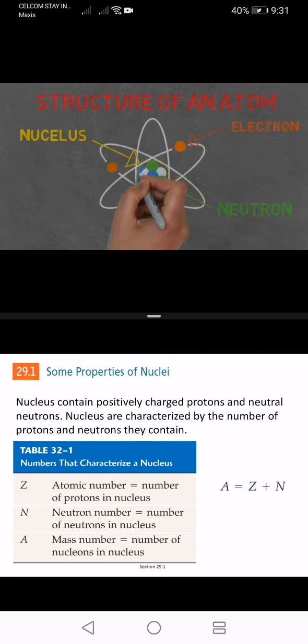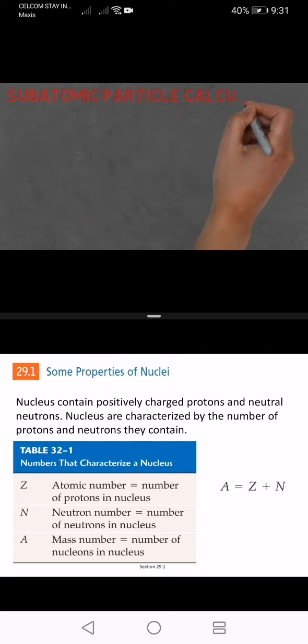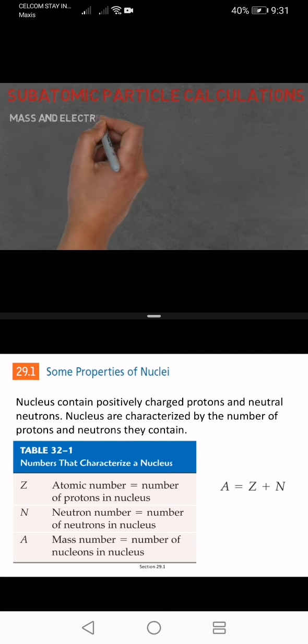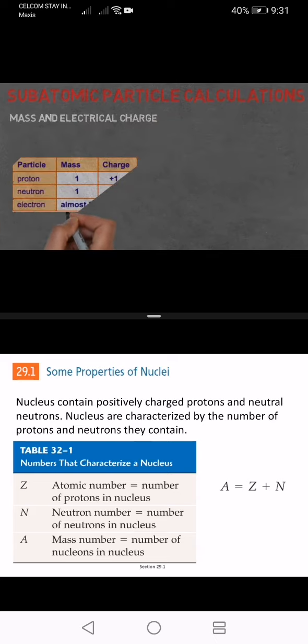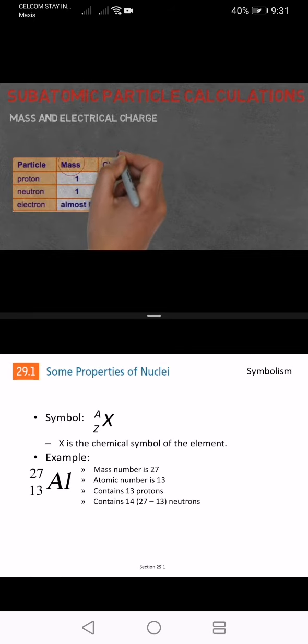So now that we know what an atom is and how it's structured, we can begin to look at calculating subatomic particles. So each particle has 2 properties, a mass, so how heavy it is, and a charge. This can either be positive, negative, or neutral. If we look at the proton in the table, you can see that it has 1 for mass and a positive charge.